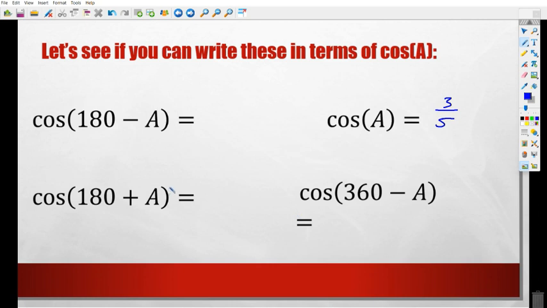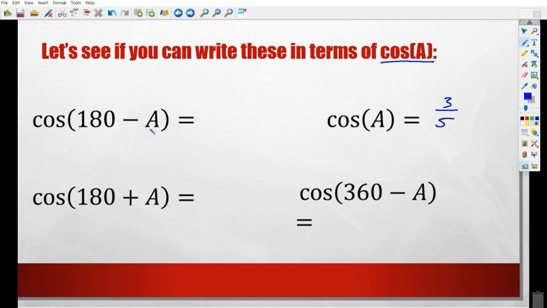So I've assumed you paused the video and you've done it already. Now we're going to write all of these in terms of cos of A first, because I'm not using my calculator. I can't use my calculator. I need to get all three of these in terms of cos of A, because once I get cos of A, I know what it is, so I can find the value. So, cos of 180 minus A.